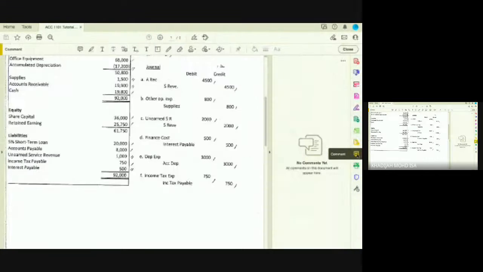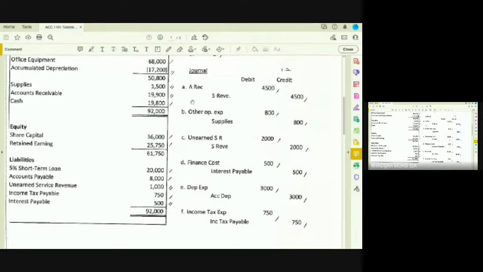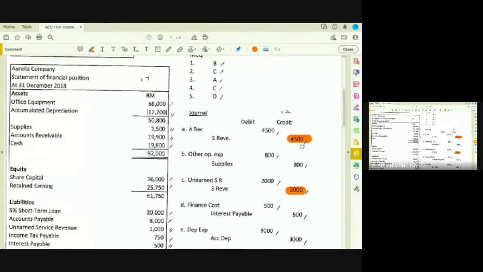Okay. So the revenue, you have this 4,500, and then you have another 2,000 revenue here. So initially you have 79,000.